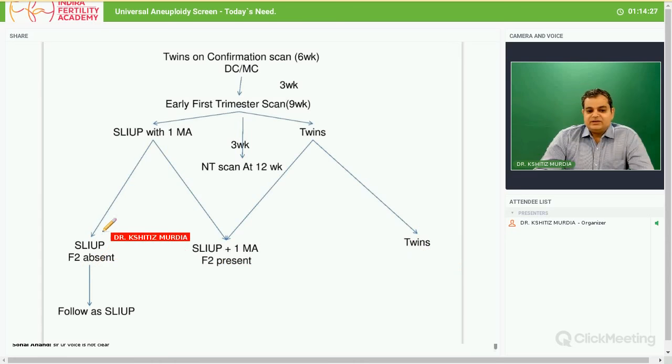So in case where there is a single live uterine pregnancy and there is no sign and symptom of the F2, fetal pole is not present, you can follow this pregnancy as a single live uterine pregnancy and follow the algorithm for what we have discussed for the single live uterine pregnancy.